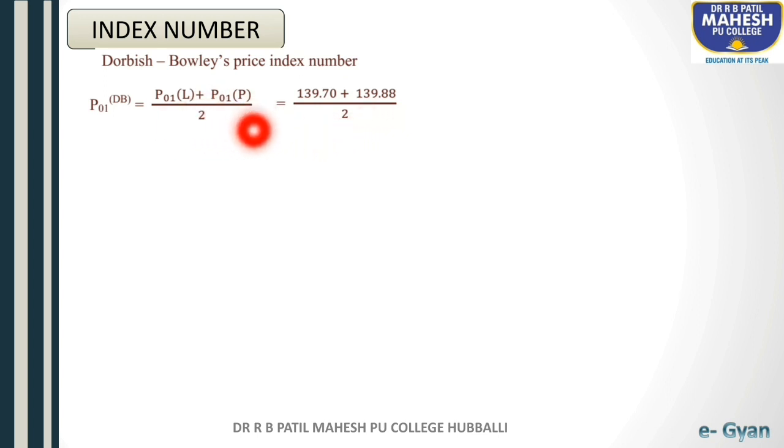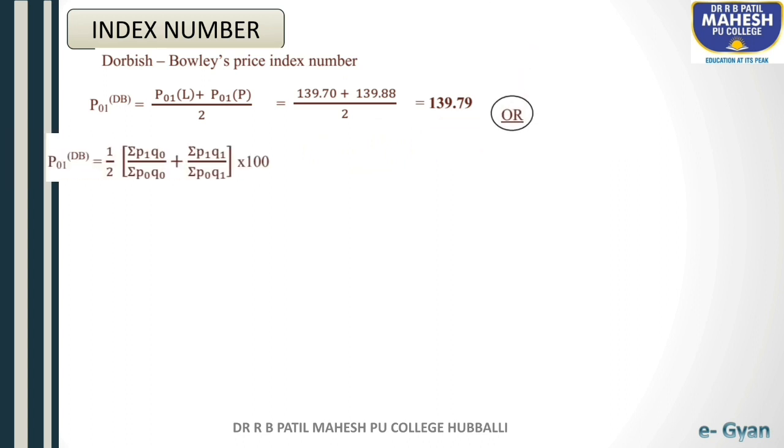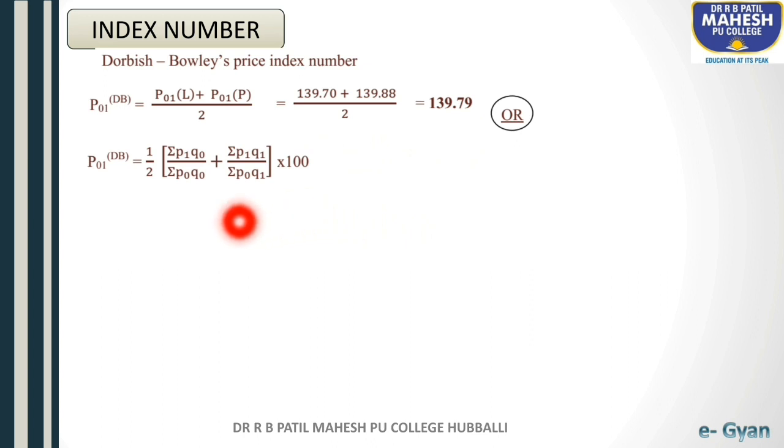You take the average of these two answers, and you will get the P0 of Darbish-Bowley's answer as 139.79. See, for Darbish-Bowley's price index number, you can also use this formula. Either you apply this one or you apply the other formula. Whichever is easy for you, you can use.